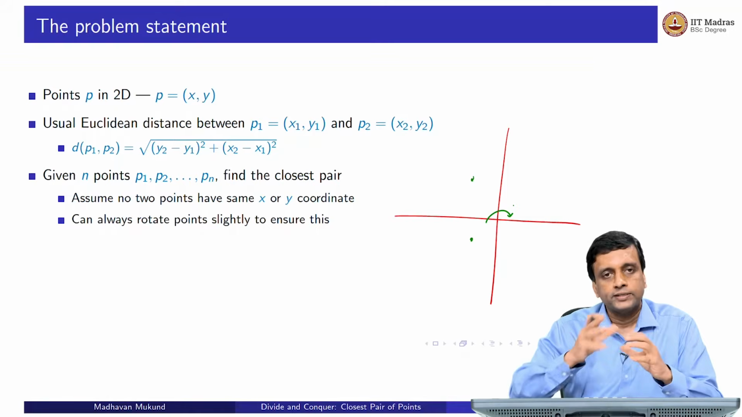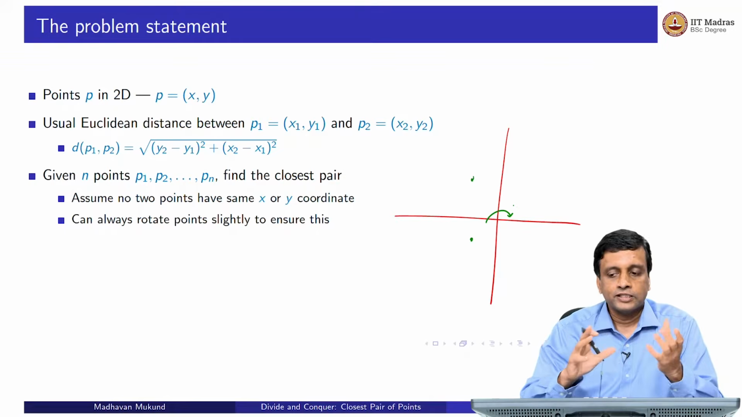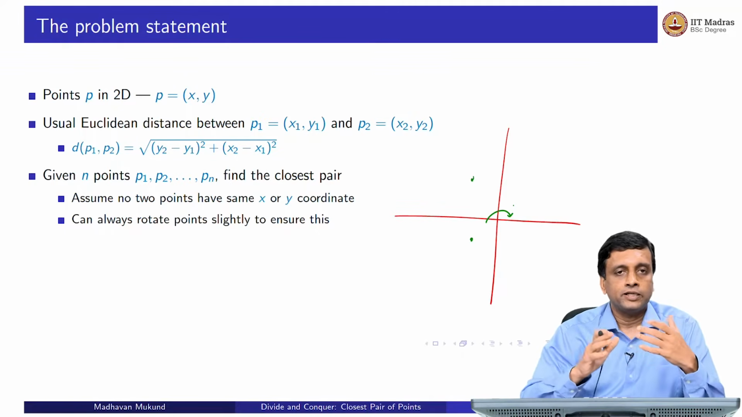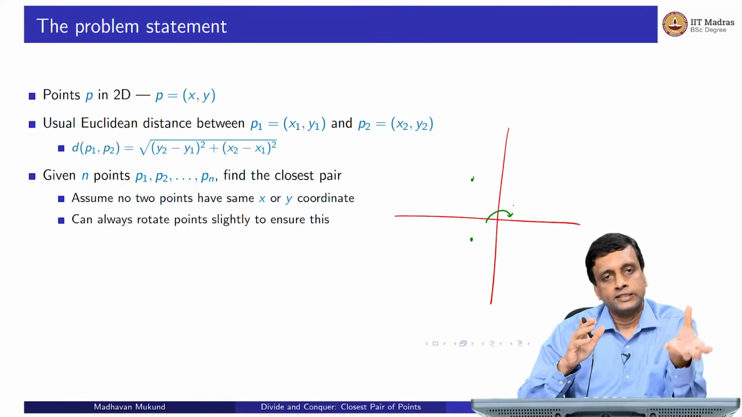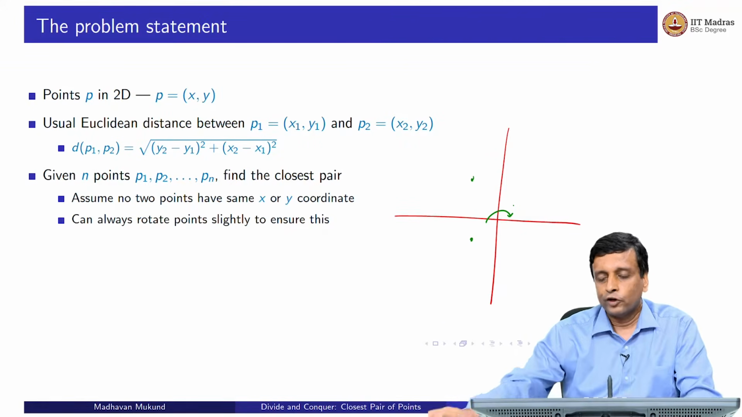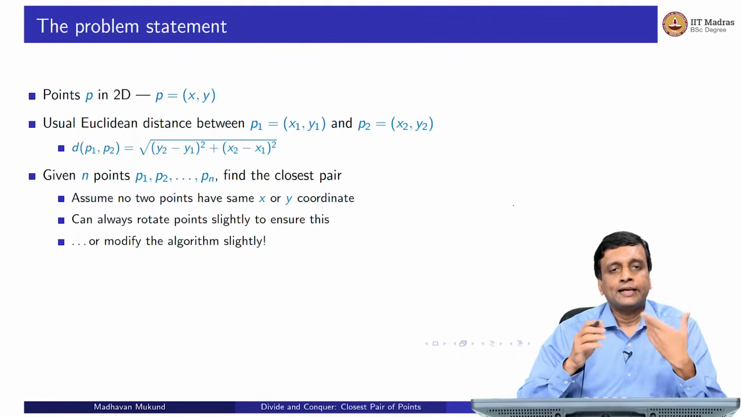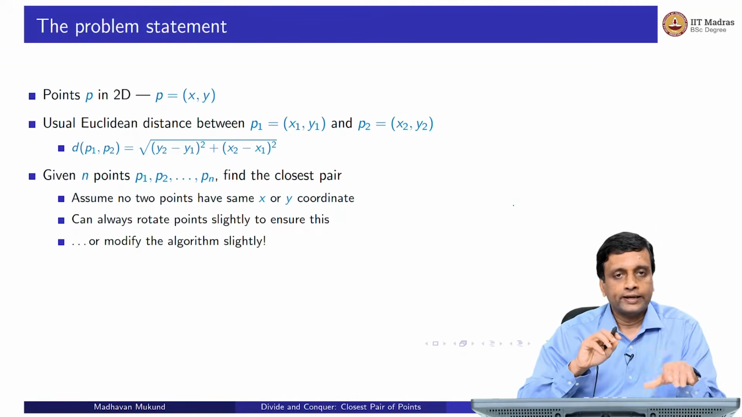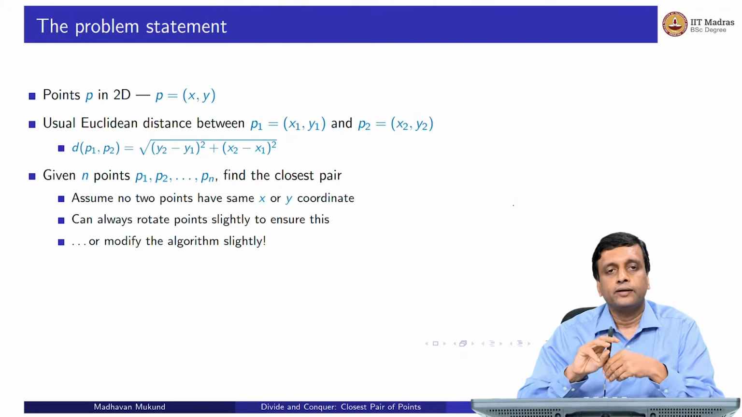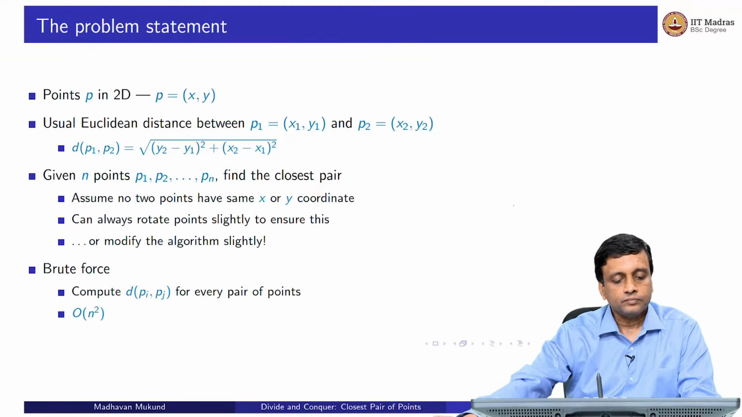If you rotate points, the points relative to each other do not change. Their distance with respect to the x or y axis may change, but the distance relative to each other doesn't change. If I just rotate something, they all stay with the same relative distance. So I can assume that and solve it. Now if you are not happy with that, then you can also take the algorithm that we are going to look at, and you can actually perturb it. The algorithm can be made more sophisticated to take care of this, but it's convenient to assume that these points actually have distinct x and y coordinates.